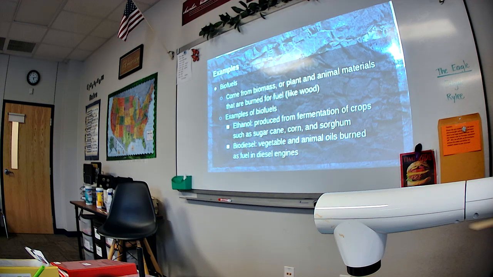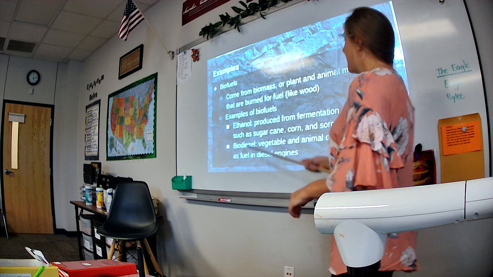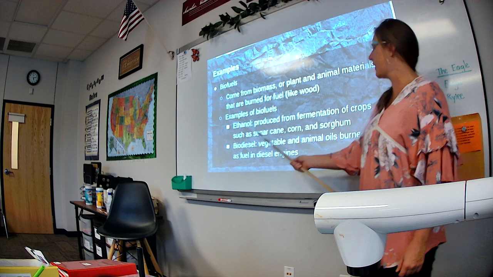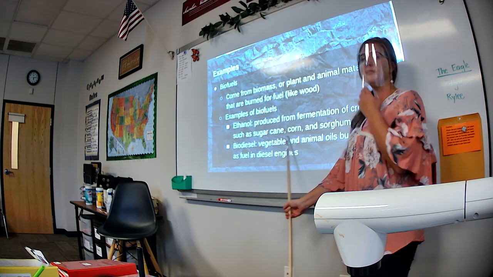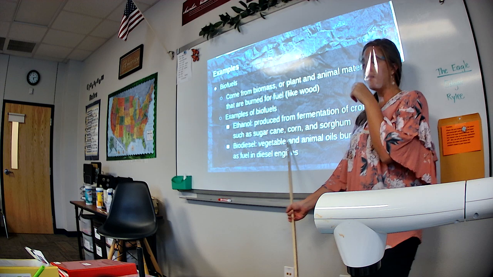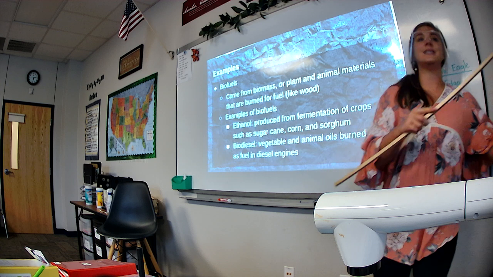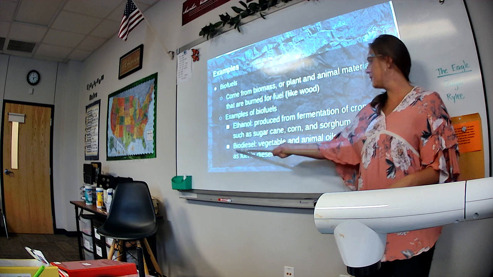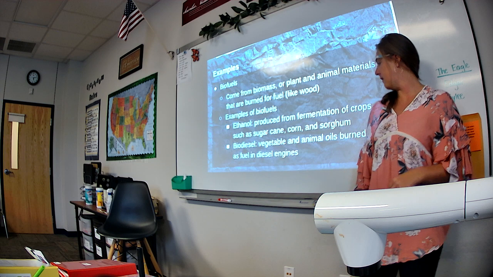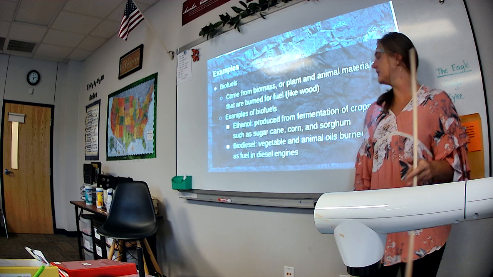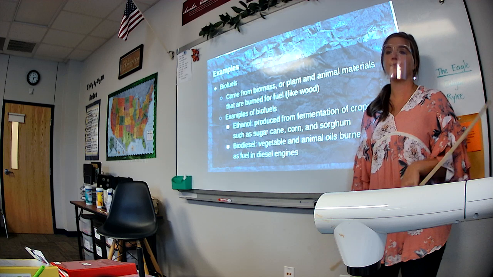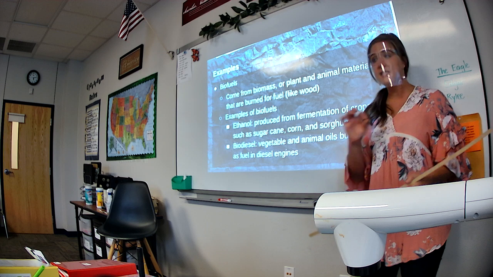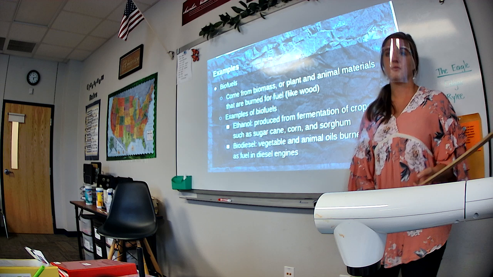Okay? The last couple of years, ethanol has become much more popular. But ethanol is a type of oil produced from fermented crops like sugarcane, corn, and sorghum. Corn is a big one. It's a fermented crop that when you burn it, it releases the energy stored in that plant. And then the last example is biodiesel. This is vegetable and animal oils or fats that are burned as fuel in diesel engines. There are actual farms that grow crops specifically for biofuels.